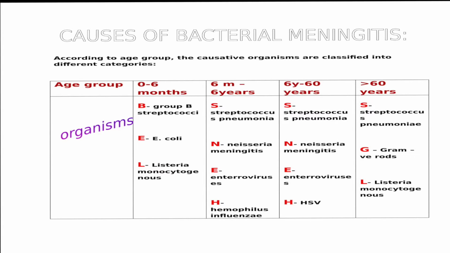The causes of bacterial meningitis can vary according to the age group. According to age group, organisms fall under 4 groups, that is 0 to 6 months, 6 months to 6 years, 6 years to 60 years and more than 60 years, that is elderly. For easy remembering, the organisms are categorized as short forms and are displayed in the table as read. So please viewers, pause it and go through them.